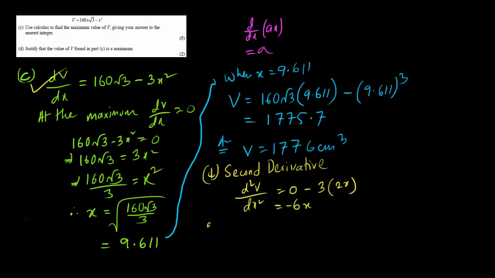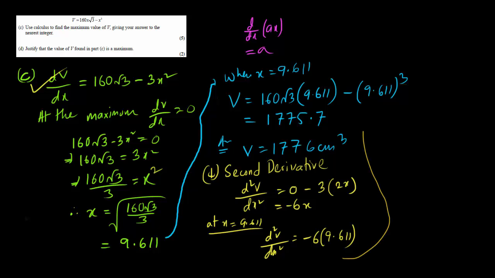So now we have to put the value of x equals 9.611 and see what happens. So d2V by dx squared equals minus 6 into 9.611. We don't need the actual value of this. We just need to know whether this is negative or positive. So it is negative. So we write, since d2V by dx squared is less than 0, V is maximum.